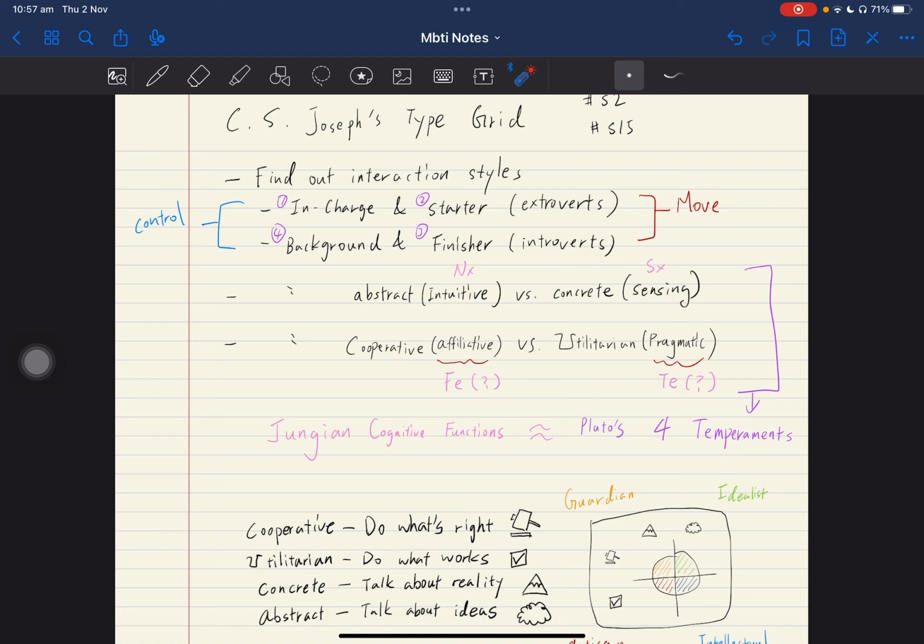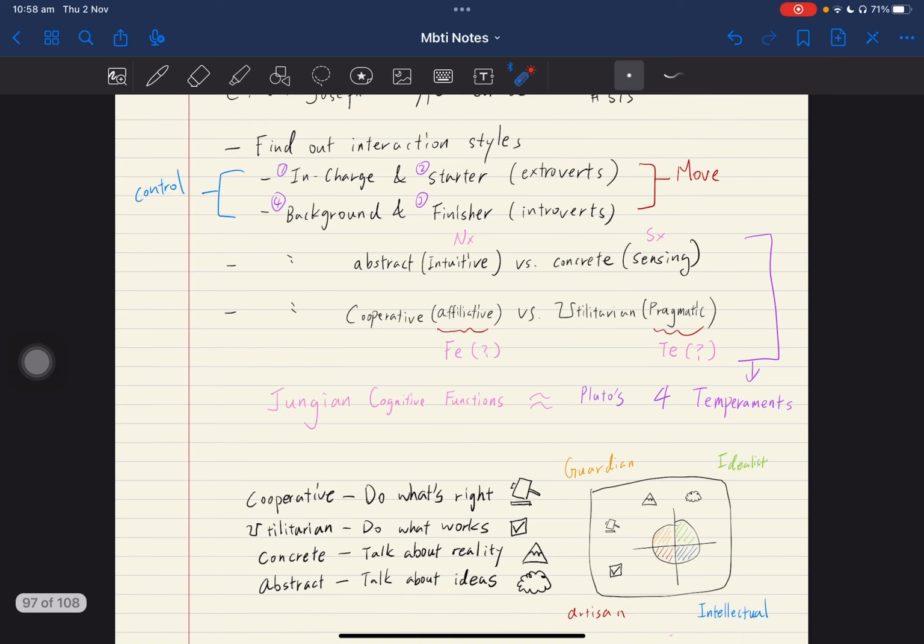So the 4 interaction styles divide the extrovert and introvert both into movement and control type. One extrovert and one introvert belong to the control, and one extrovert and one introvert type belong to the movement type. So then you can have a more precise division, which you can then use to make a decision later.